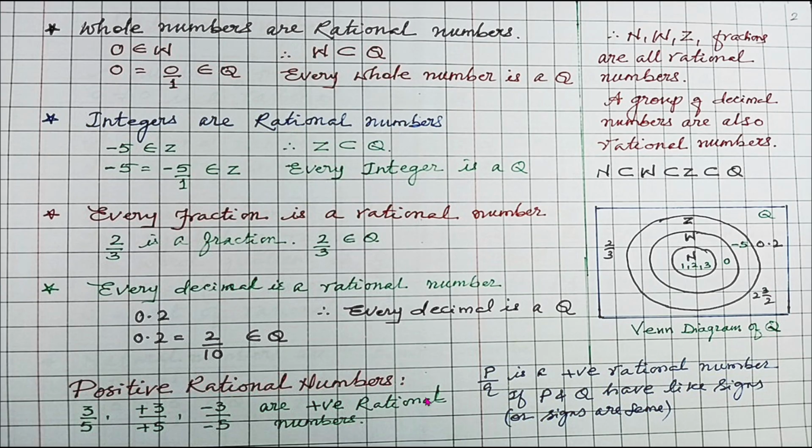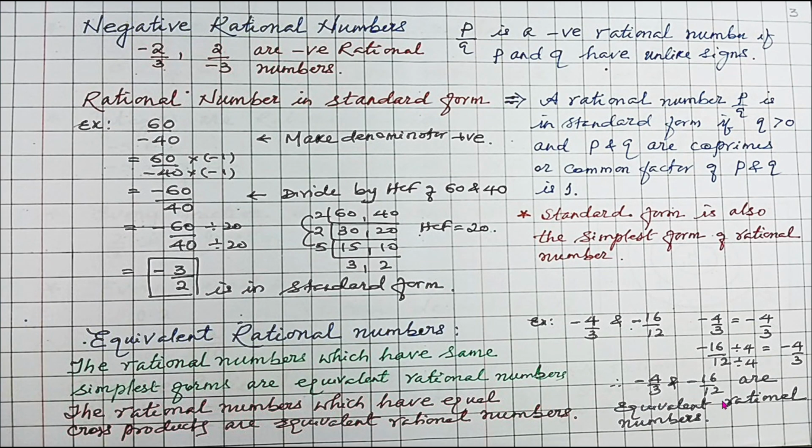Now, positive rational numbers. A rational number in which both p and q have the same sign is called a positive rational number. Therefore we say p by q is a positive rational number if p and q have like signs, or signs are the same. Negative rational numbers: if either p or q has a negative sign, then it is a negative rational number. P by q is a negative rational number if p and q have unlike signs.